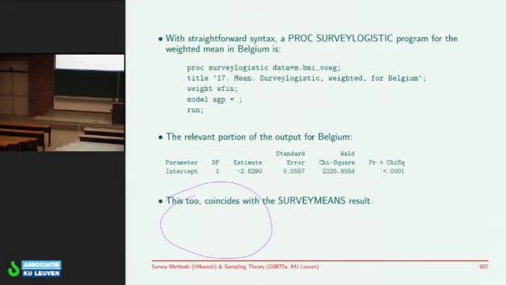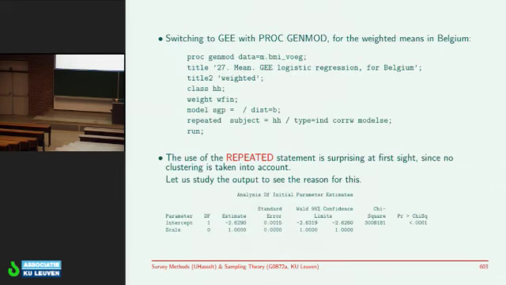Okay, survey logistic. If we use that, it's roughly about the same code as we used before for survey means, but we now find the so-called intercept of minus 2.62. Oh yes, that's because here we're not estimating a probability, we're actually estimating the logit of a probability.